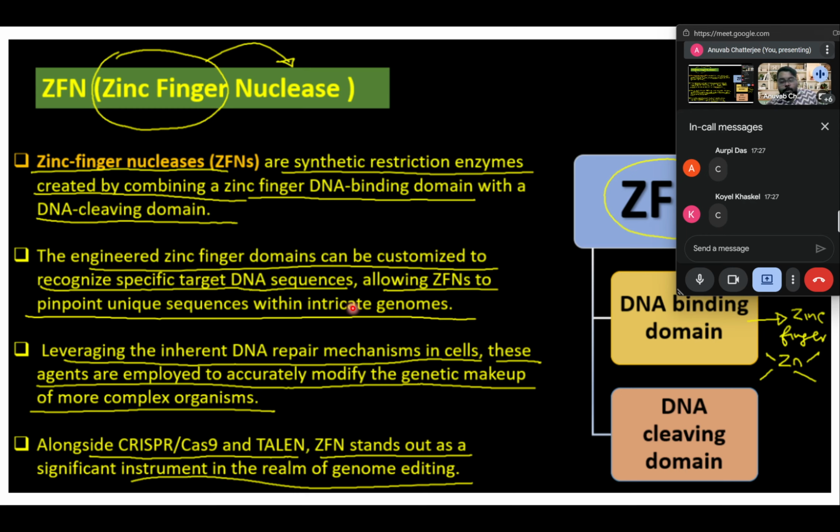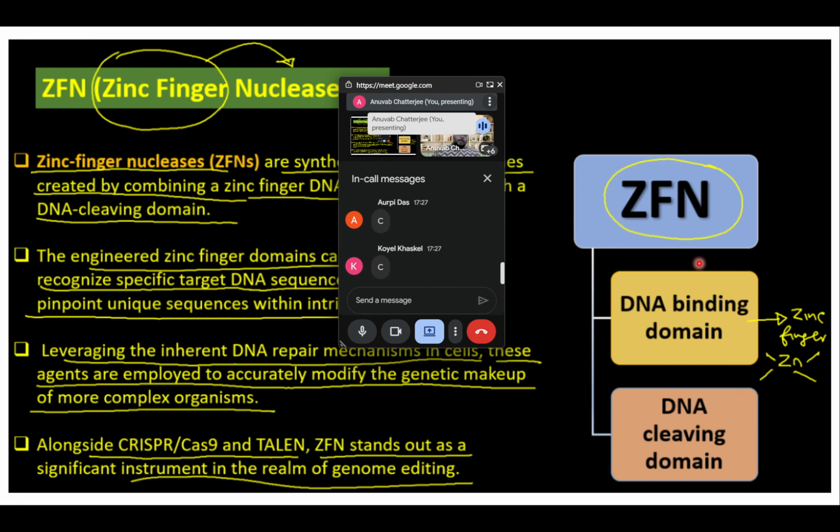So we have talked about this zinc finger motif, and now people figured out that if I have a particular protein motif that can specifically bind to DNA, if I just attach something that can cut DNA, then I have a genomic editing tool. So that is what they did. So zinc finger nucleases are essentially formed of two different parts. One is the DNA binding domain, that is the zinc finger motif, and a DNA cleaving domain that will actually cut the DNA.